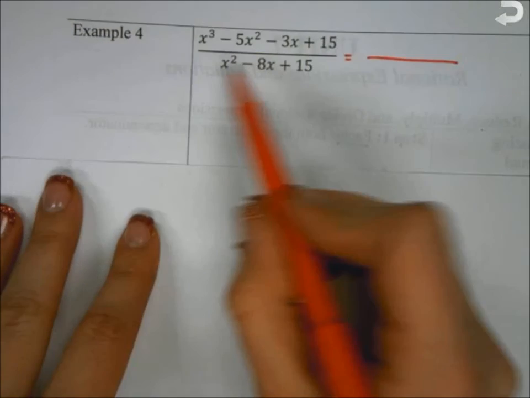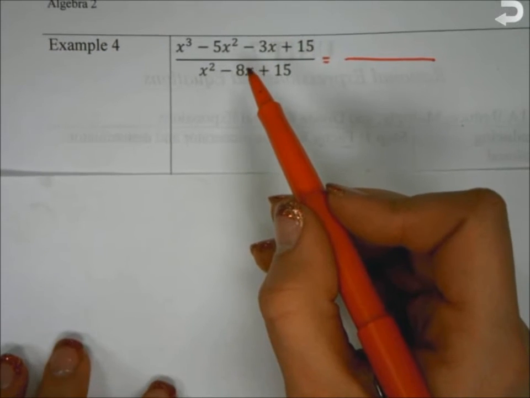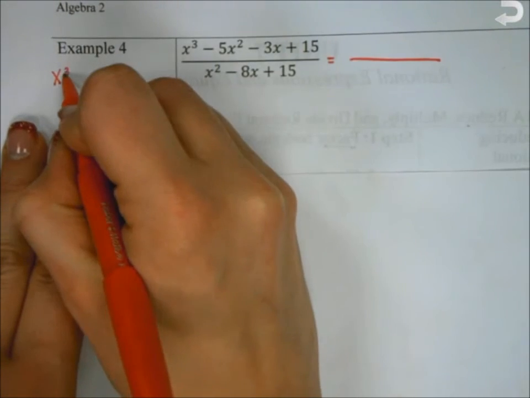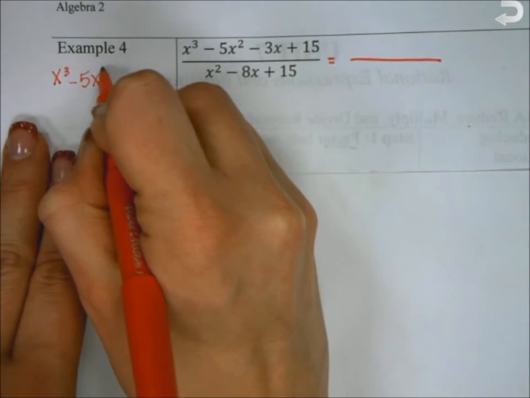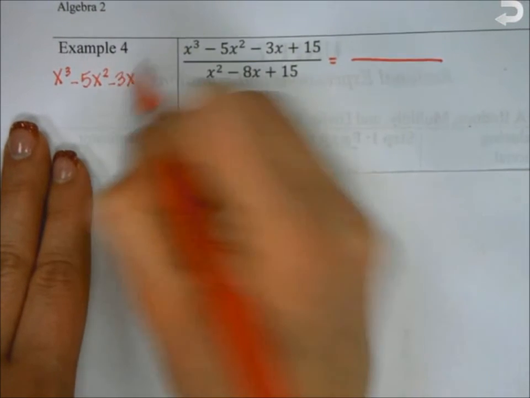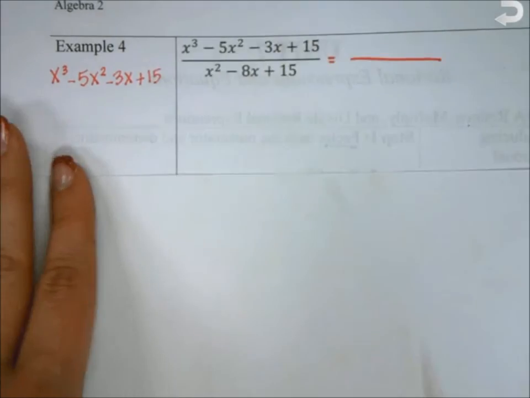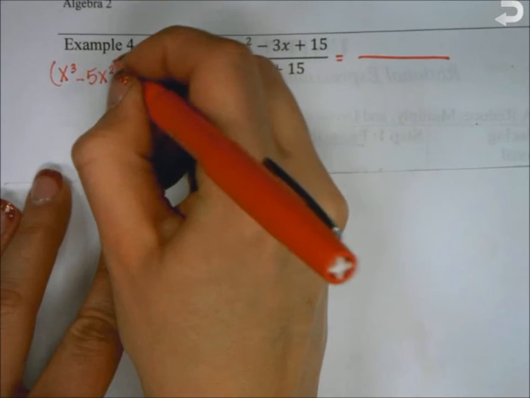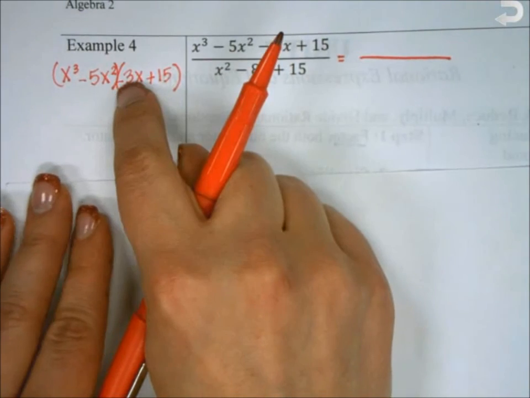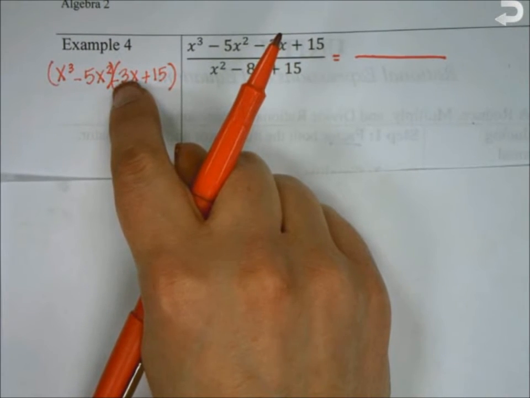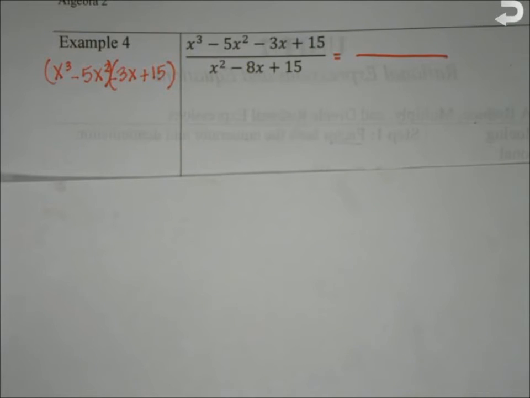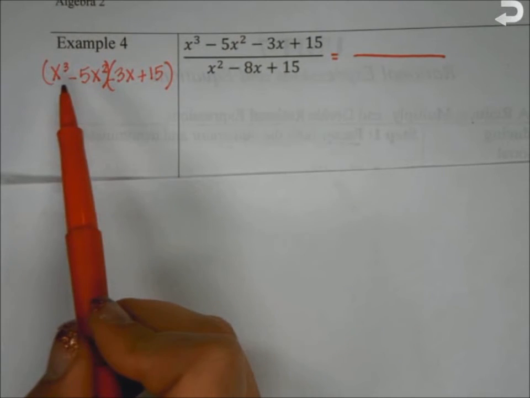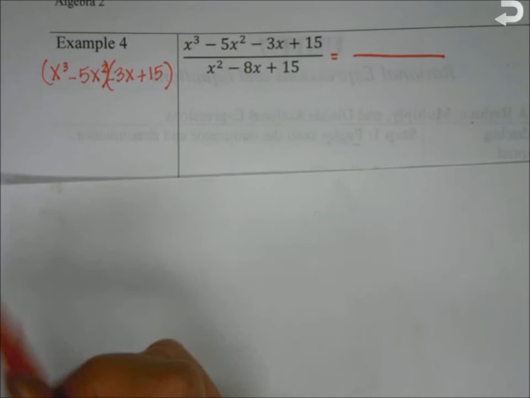So I'm going to do it off to the side. X to the third minus 5x squared minus 3x plus 15. To factor this by grouping, we group the first 2 terms and we group the last 2 terms and make sure that negative sign is attached to the 3. Okay, so we need to factor out GCFs from here. X to the third minus 5x squared. What's the GCF there? X squared. So we're going to factor that out. And that leaves me with x minus 5.